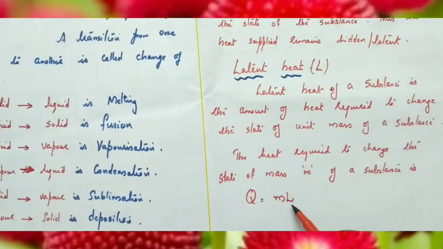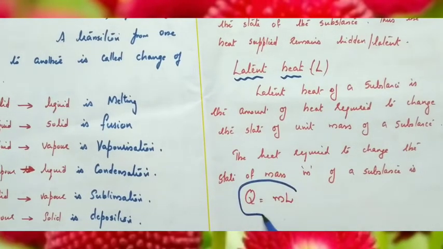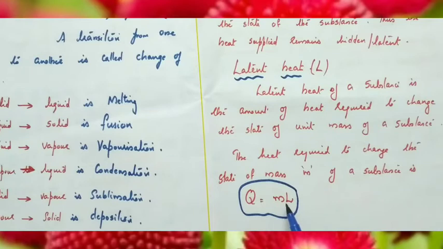And how will you define latent heat? It is the quantity of heat required to change the state of unit mass of a substance. If there is no change in temperature, the quantity of heat required is given by Q equal to m into L.